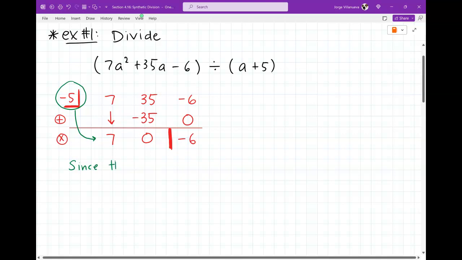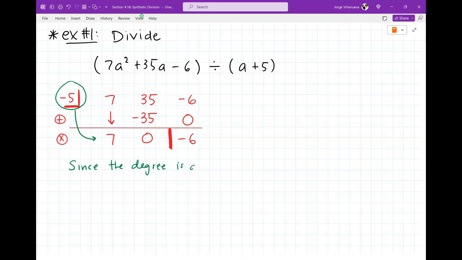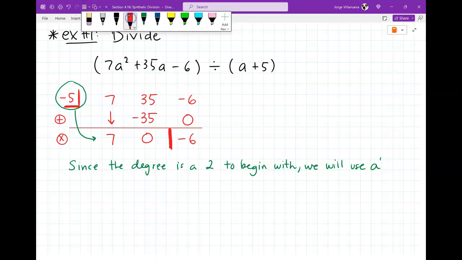Since the degree is a 2 to begin with, we will use a to the first, or just a. You always use 1 degree less. We're going to start with using the letters that are 1 degree less. So a squared was what I started with. So here we go. Here's my answer.